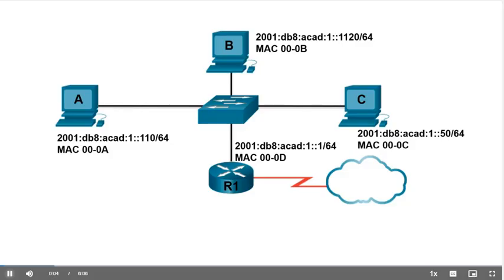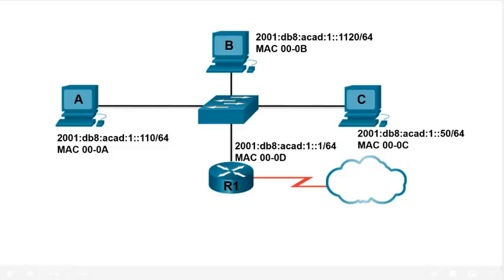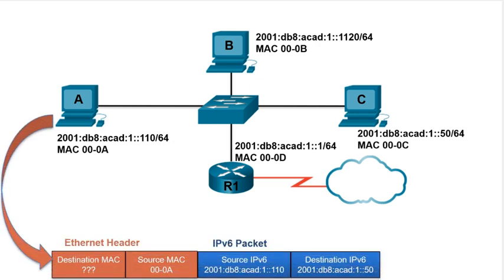In this video, we will discuss the process of how IPv6 performs address resolution using ICMPv6 neighbor solicitation and neighbor advertisement messages. This is similar to the ARP process used by IPv4, but has certain advantages that we will see in a moment. Host A has a packet to send to host C.